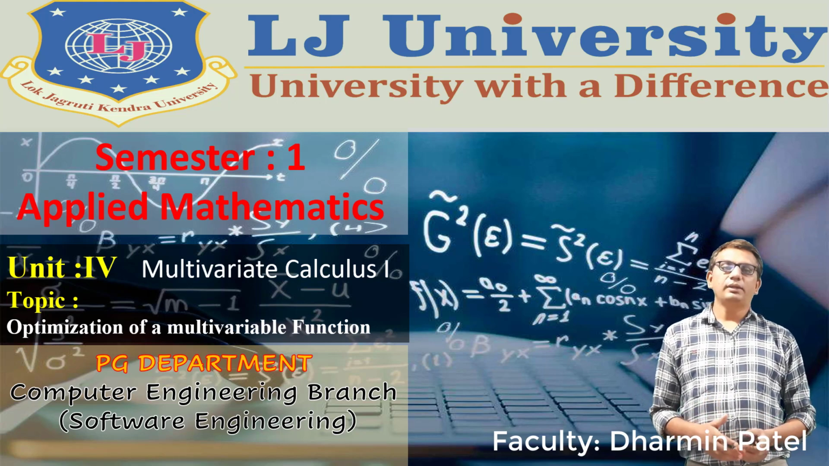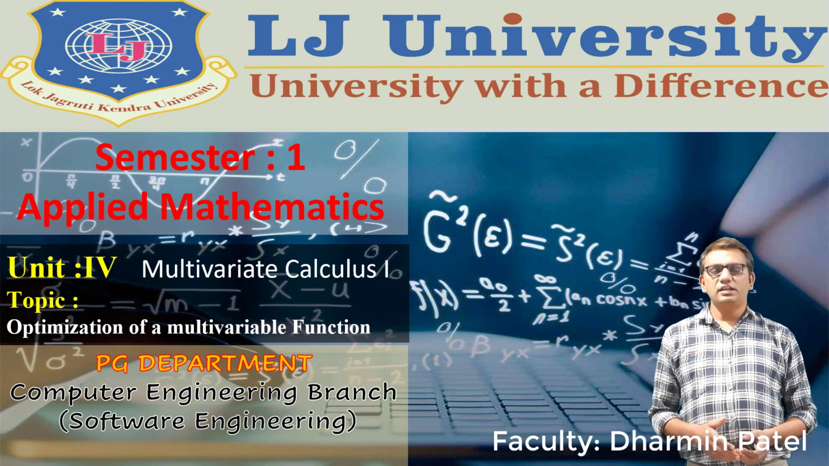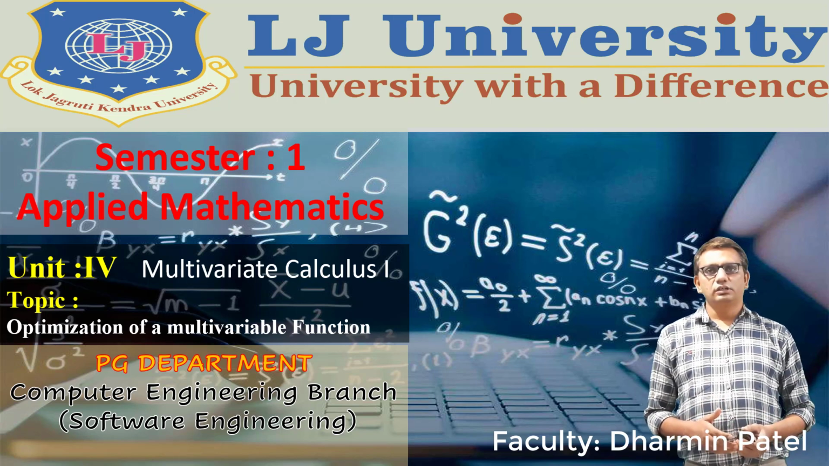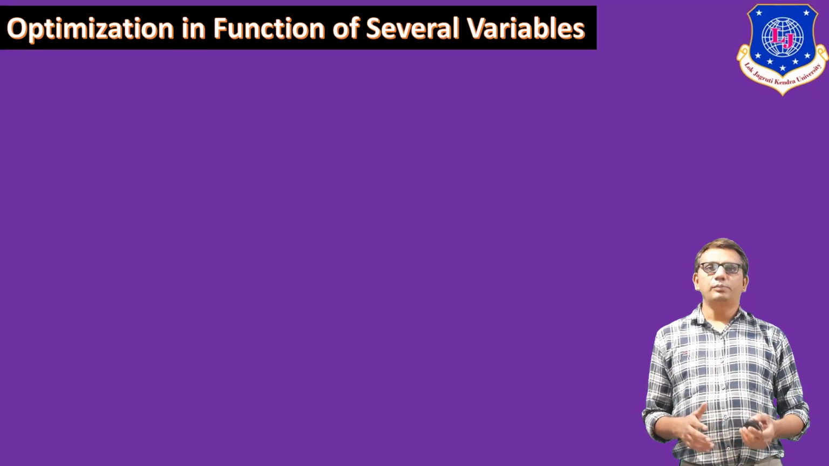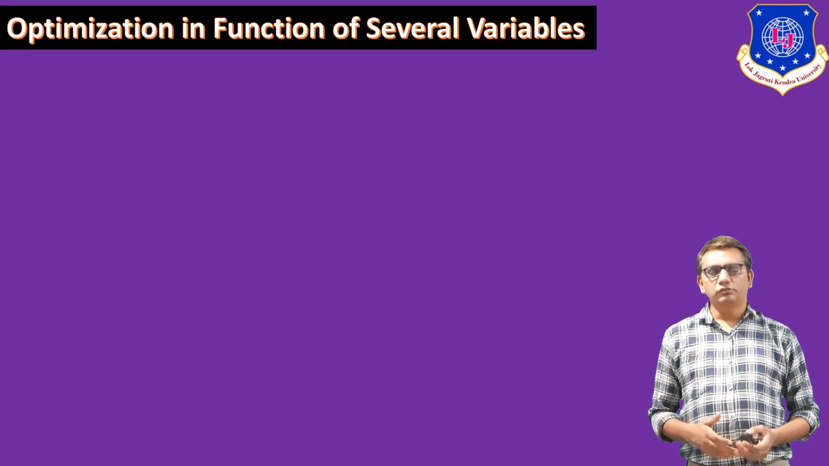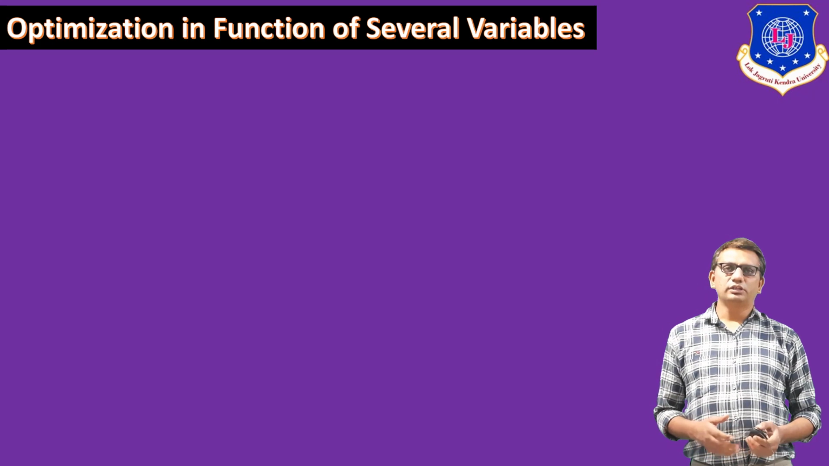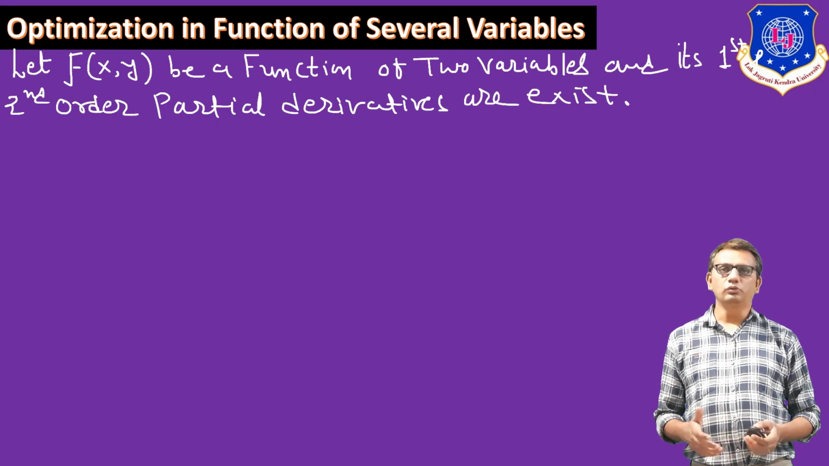Here we can apply two types of method for optimization of multivariable function. First one is second derivative test and another one is Lagrange's multiplier method. Now we will start with the optimization of function of several variables. Here we can apply two types of method. First we will discuss the second order partial derivative test for optimization of function of two variables.